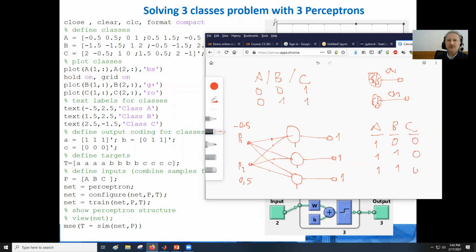So if you want to solve a 3-class problem, you can use 2 neurons. 1 neuron is not enough because 1 neuron can separate 2 classes. 2 neurons can separate 4 classes. Yes, that's why 2 neurons is enough. But if you want to use 3 neurons, you can. In that case, you will use a different coding system. For example, 1, 1, 1 for A. Of course, there are other codes, but we haven't used them because there's no need, because we have only A, B, C classes.